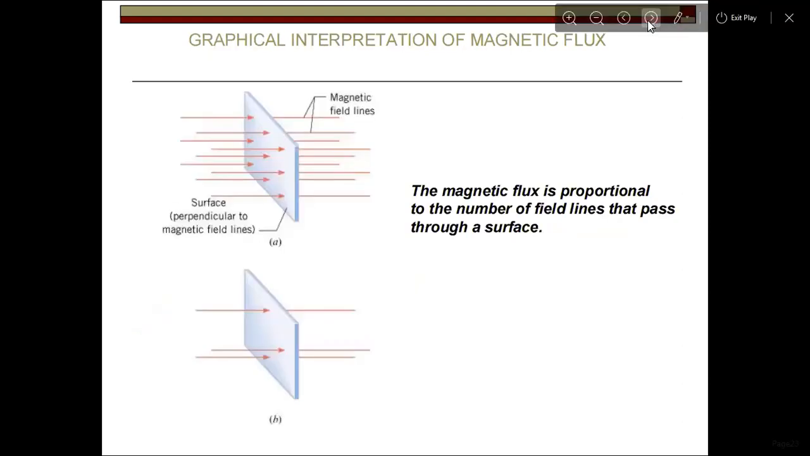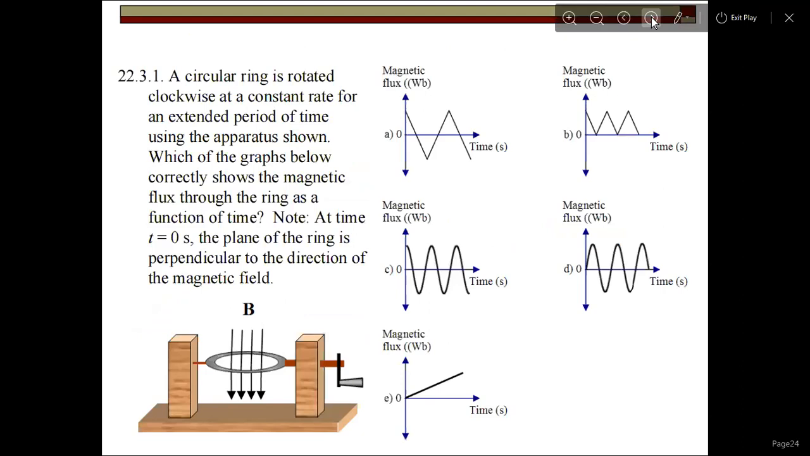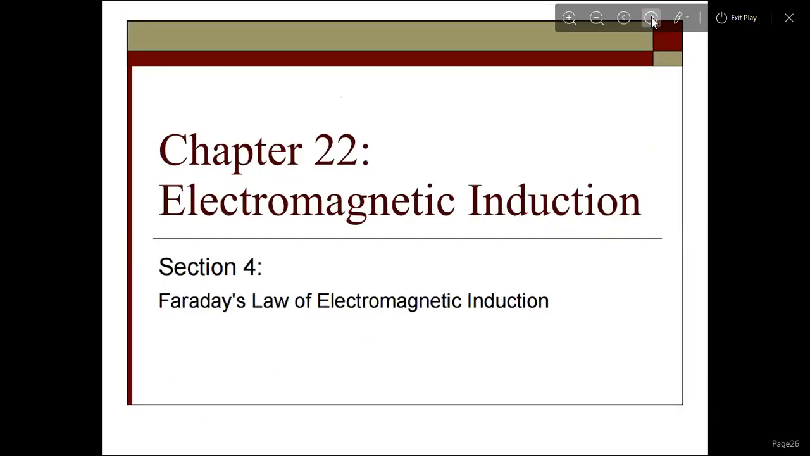Now, the magnetic flux is proportional to the number of field lines that pass through a surface. More lines of force, more magnetic field lines, make a strong magnetic field, and fewer make a weak magnetic field. This is the graphical presentation, and this is the example.